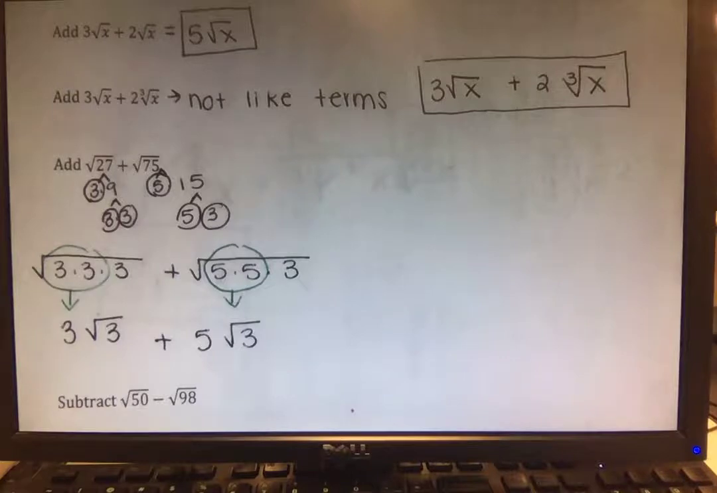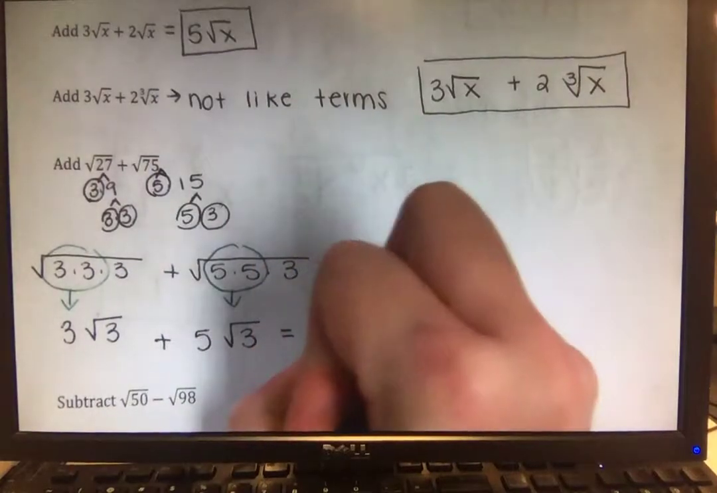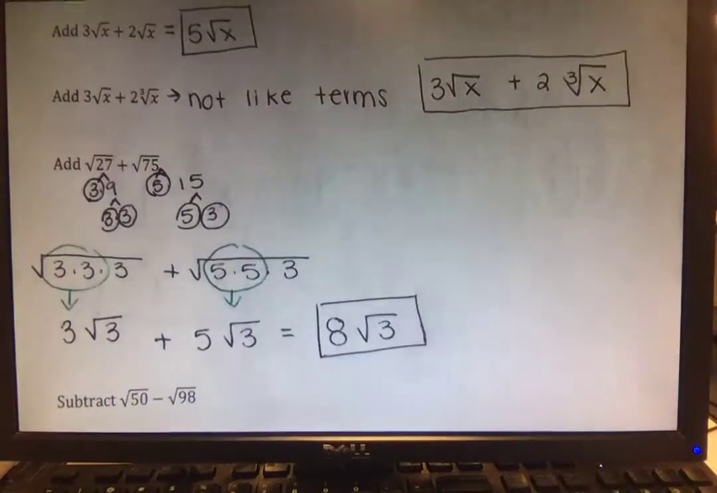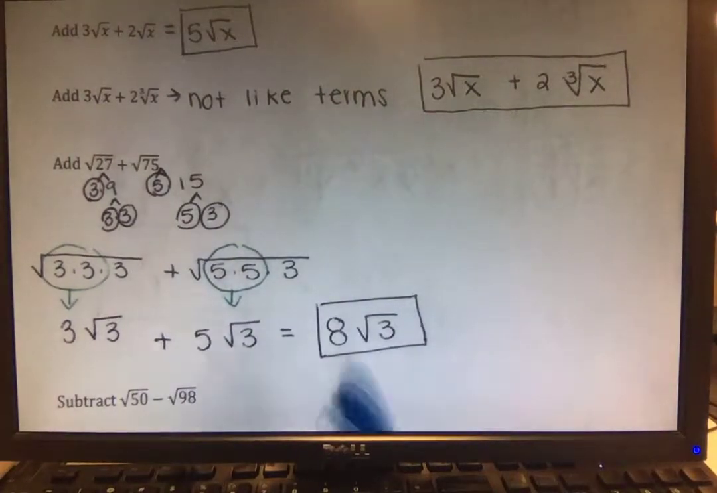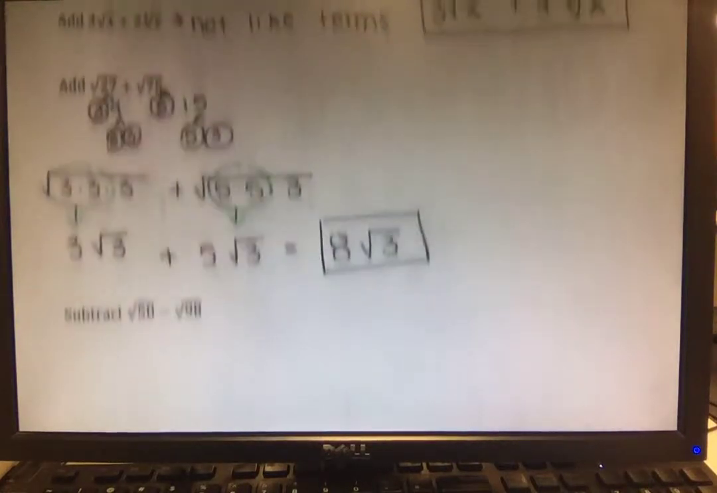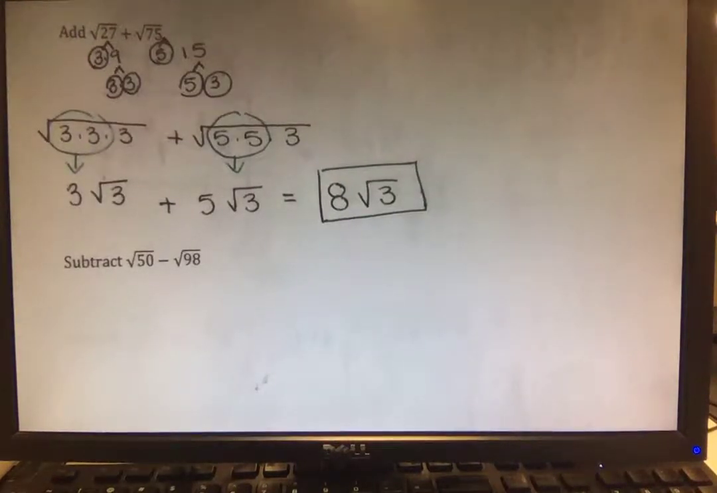So now we have 3 square roots of 3 plus 5 square roots of 3. So now these are like terms, so total we have 8 square roots of 3. Just like up here, the x's stayed the same. This 3 is going to stay the same. We just have 8 of them now. Same thing for the next time.